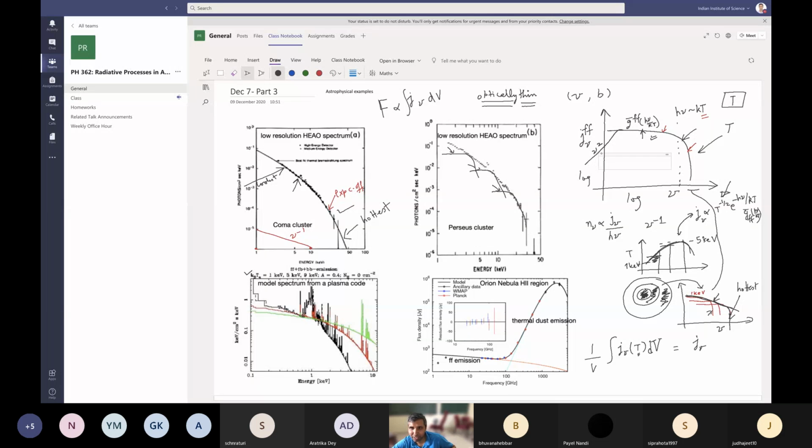Why does it become nu square? Can someone tell me? So this is the transition from thin to thick. Can someone tell me why this nu square would come?